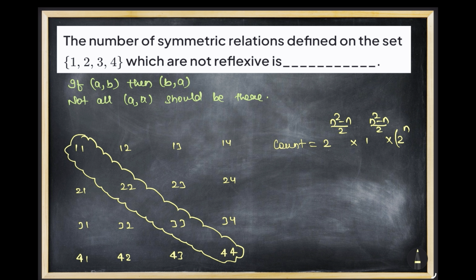Among these choices, there is one case in which all elements are selected. We don't want that, because if all elements are selected, it will become reflexive. So we have to restrict it from becoming reflexive. So we will remove 1 from all the cases. All the cases are 2 power n, and we remove 1 because in only one case have you selected all diagonal elements. So this is your required number. Just replace n with 4.